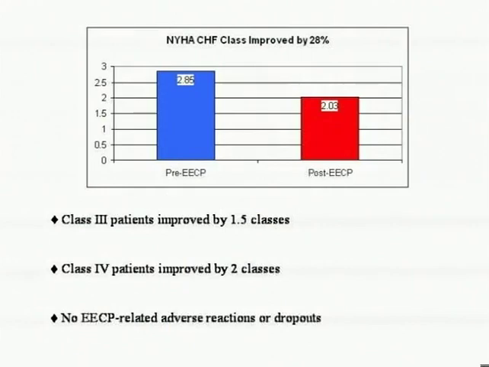New York Heart Association functional class improved by 28%. The sicker the patients, the greater the improvement. The class 4 patients improved by 2 classes, class 3 patients by 1.5 classes. No ECP-related adverse reactions or dropouts. That's not the case when we're doing stents and balloons and bypasses.